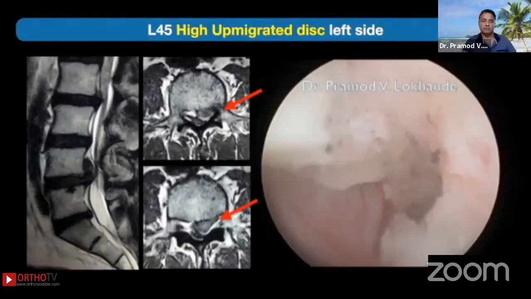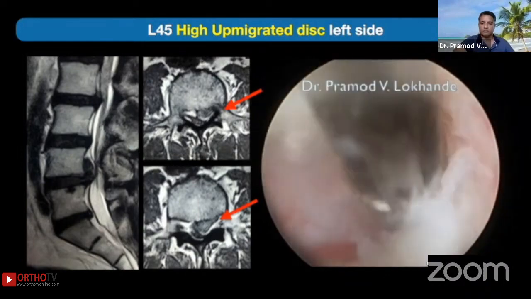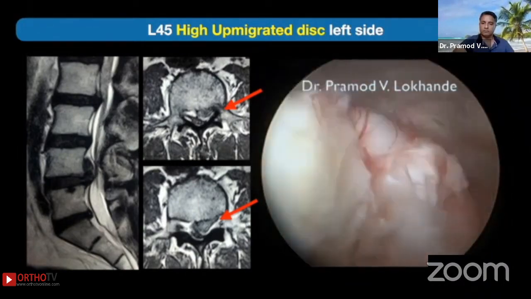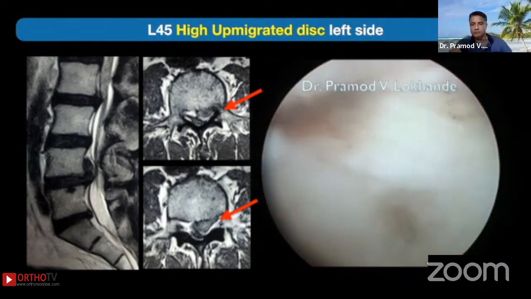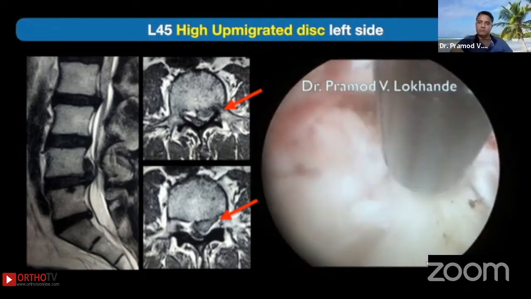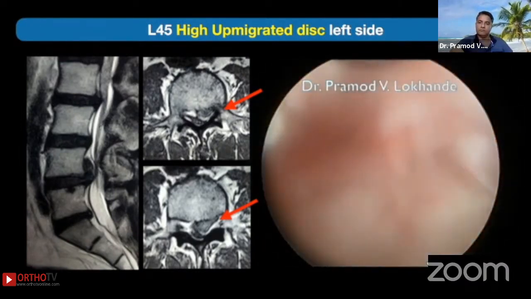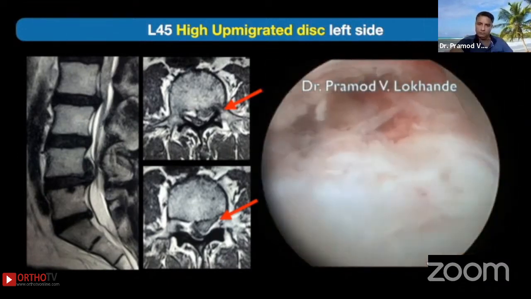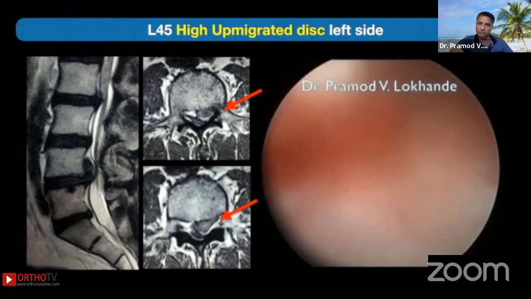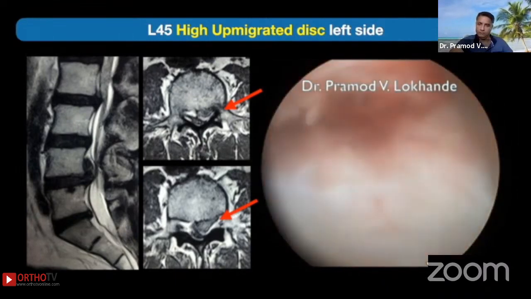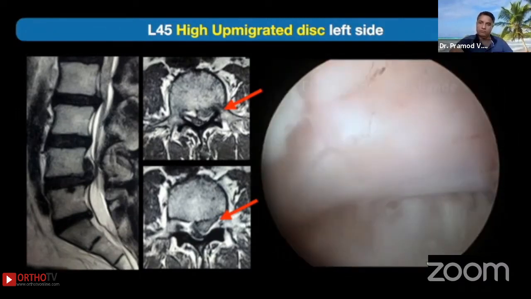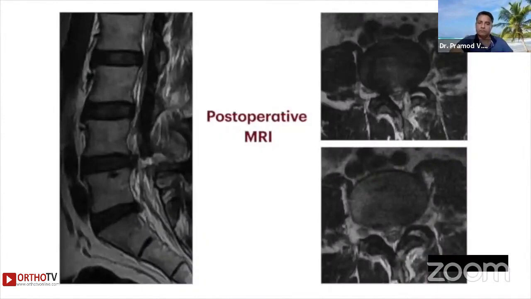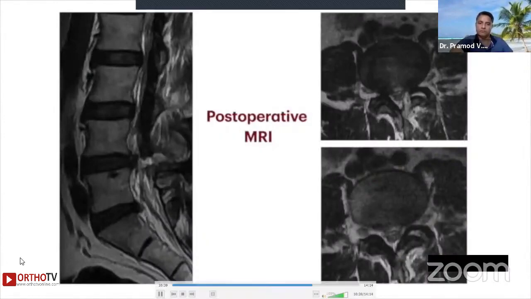This is another case example, a high up migrated disc seen on the left side. This is a left-sided approach, and there you see the lateral border of the nerve root is identified. The nerve root is then retracted with the tip of the working sleeve, and you can see part of the herniation being removed there. The PLL is then released to visualize the up migrated fragment which is lying under the nerve root, and you can easily visualize. The 25 degrees angled endoscope allows you to look under the ligamentum flavum and under the nerve root, and this is complete removal of the herniated fragment. These are the post-operative MRI pictures showing complete removal of the high migrated disc herniation.